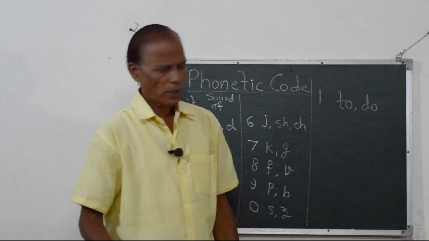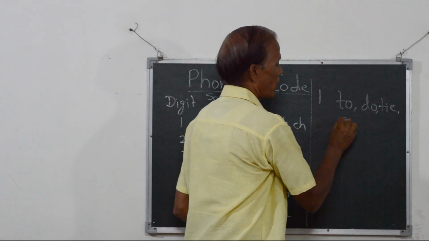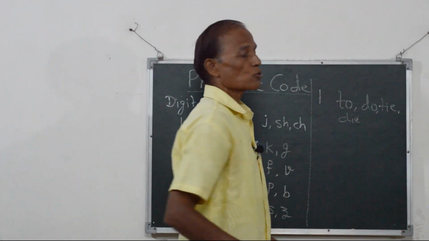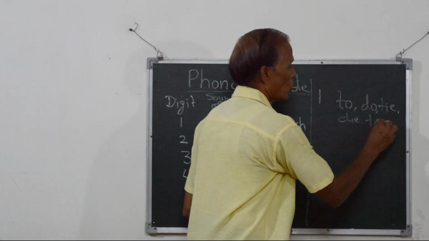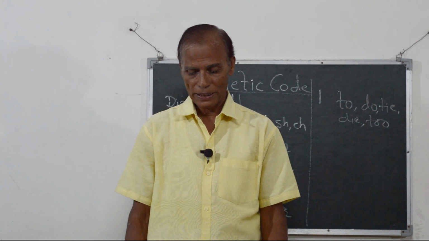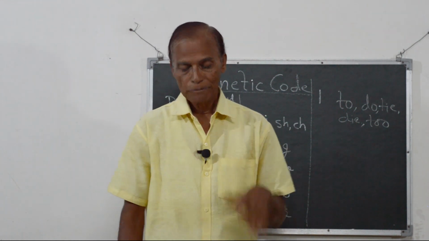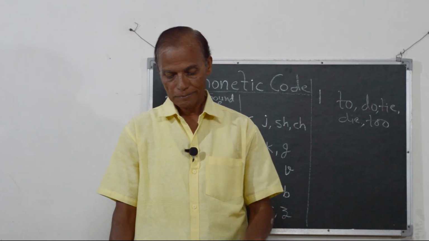Not only these two, I can use one more word, tie or die, and in fact so many other words can be used for 1. These two can also be used. So there is a flexibility of conversion. That is the best advantage of this method.